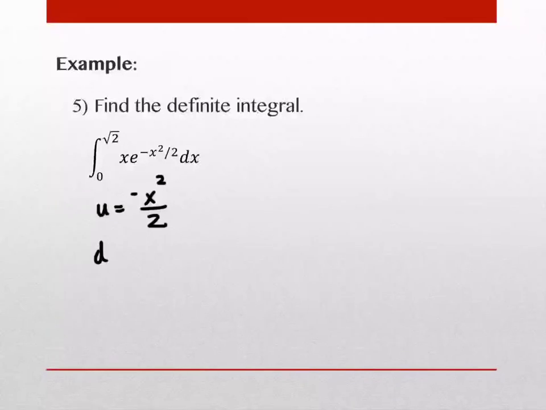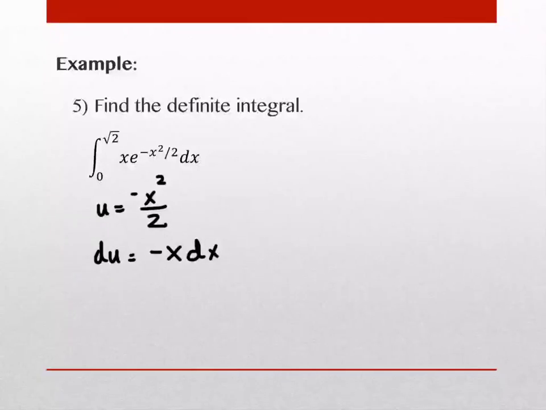What would du be? Negative what? Negative x. Does everybody see that? So the derivative of the x squared is 2x. The 2x is currently divided by 2, so the 2's would cancel. The negative is still involved in the problem, so I have negative x dx.